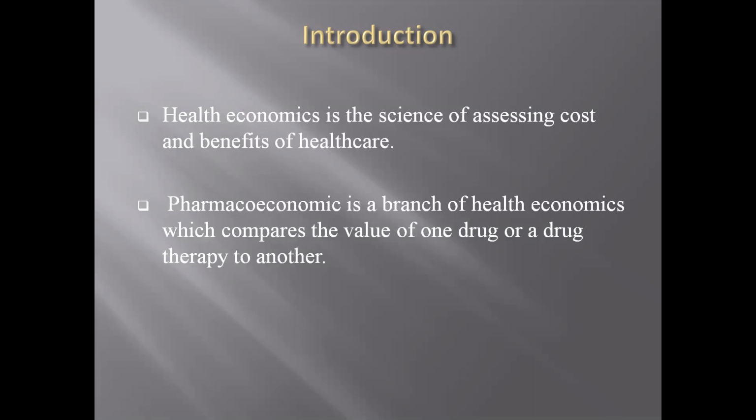Then coming to pharmacoeconomics. So pharmacoeconomics is a branch of health economics which compares the value of one drug or drug therapy to another. So basically pharmacoeconomics identifies, measures and compares the cost and consequences of drug therapy to the healthcare system, because due to the high price of drugs it is very essential in the pharmaceutical industry, government and in the private sector for comparing various cost consequences.